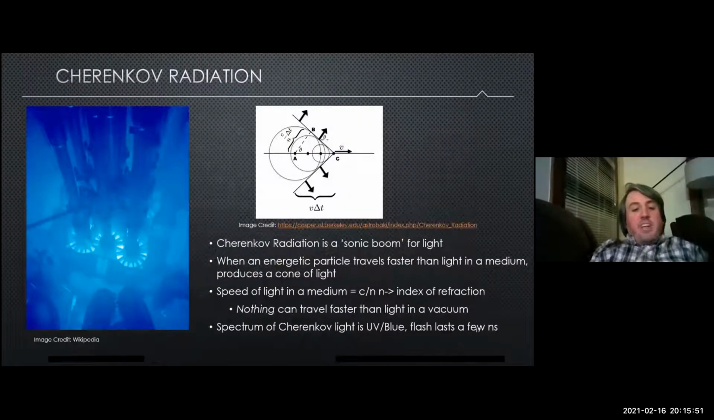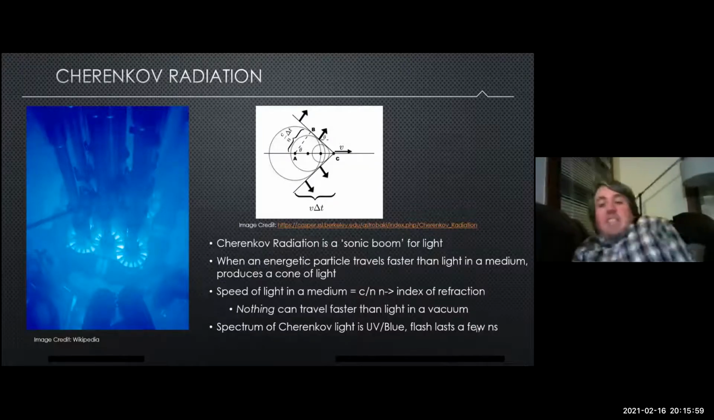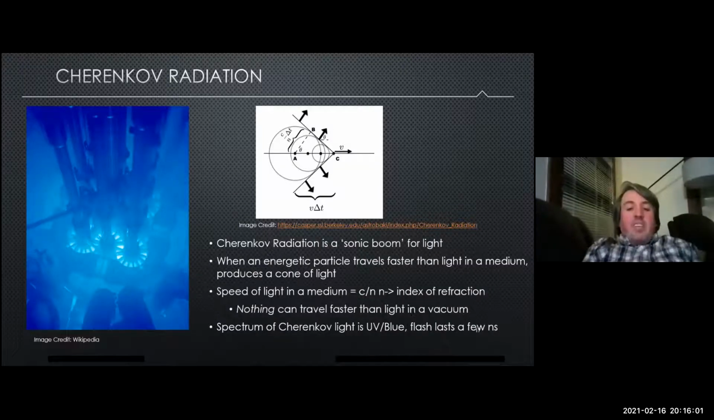So I talked a little bit about Cherenkov radiation to actually detect these things. This Cherenkov radiation is essentially a sonic boom for light. You have an energetic particle that's traveling faster than the speed of light that produces this cone of light that gets detected. Now I should say that we're talking about the speed of light in a particular medium here, that being water or air. Nothing can go faster than the speed of light in vacuum. Nothing so far, according to Einstein. But faster than light in a particular medium here.